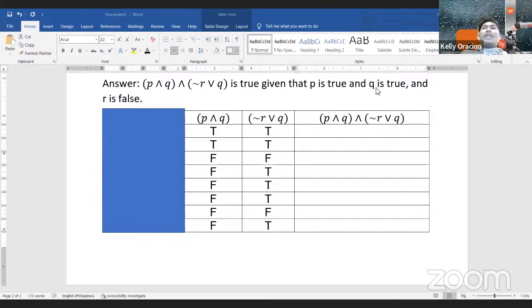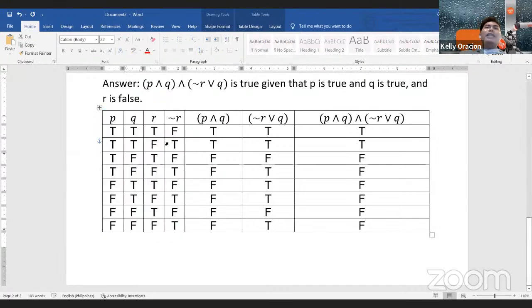Okay, that's correct. Very good. Thank you for your cooperation. Take note, this is a conjunction. The rule in a conjunction is that it is true only if both statements are true. If one of them is false, automatically the whole statement becomes false. So this is true, true, false, false, false, false, false, false. And by that, kumpleto na yung table natin.